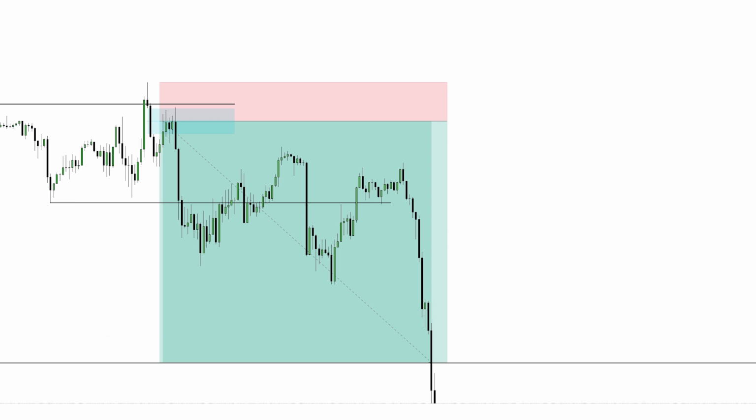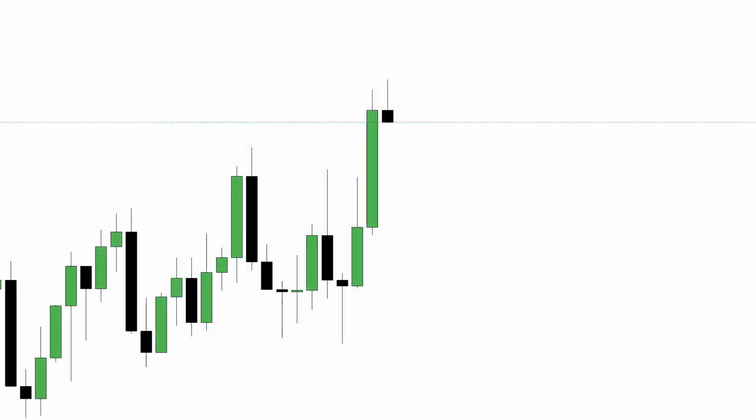Thus, even the nearest fractal low on the 4-hour time frame can reverse the price direction, causing us to hit a stop loss. Second example. We repeat the same algorithm of actions.